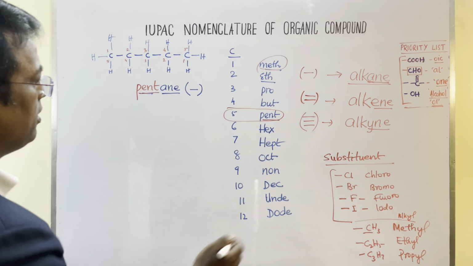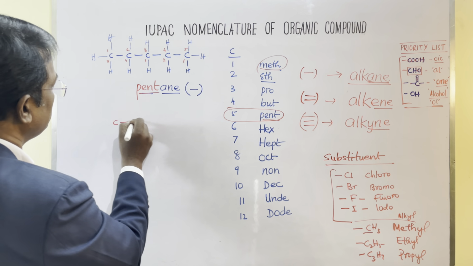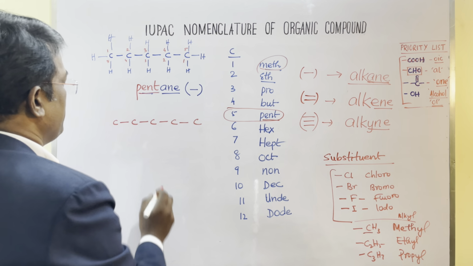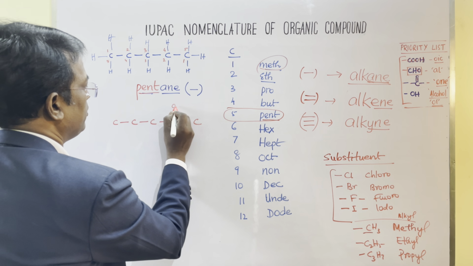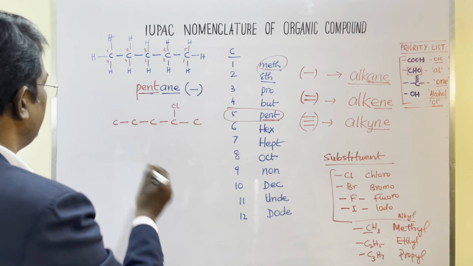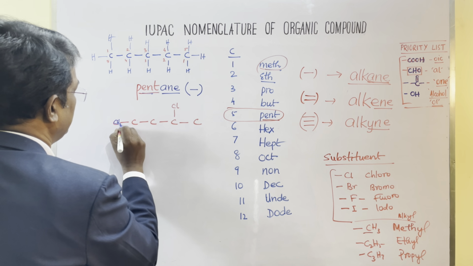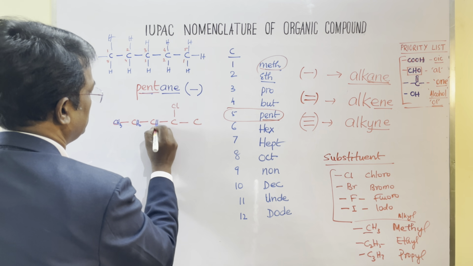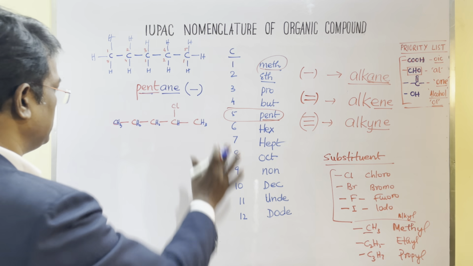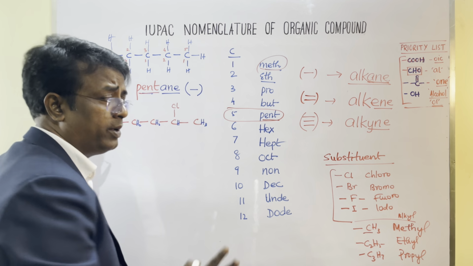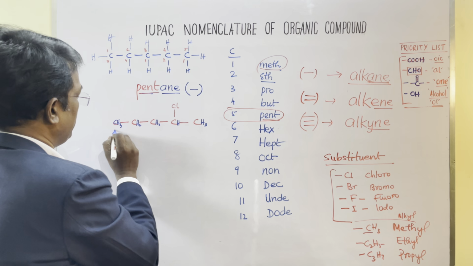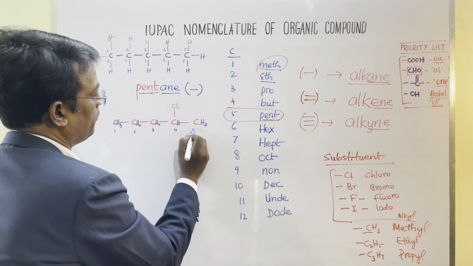Now your pentane. Let's suppose I add chlorine here, what will be its name now? Say CH2, CH3, CH2, CH2, with 3 bonds, one more H. All of these are single bonds. Definitely it's an alkane beyond any doubt. We ignore Cl here. If you look here, there are 5 carbons: 1, 2, 3, 4, 5.